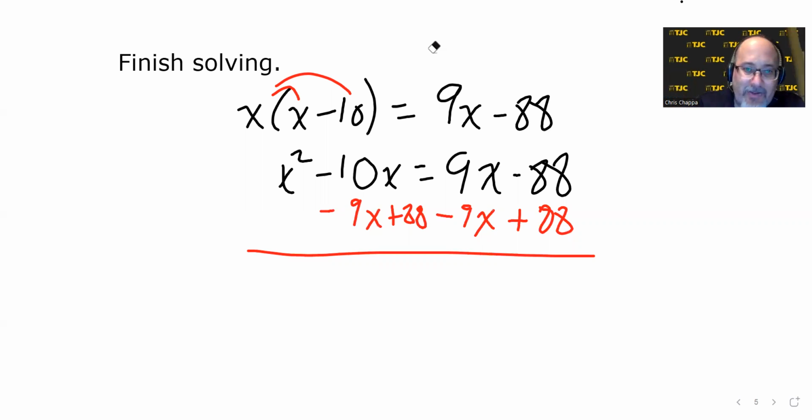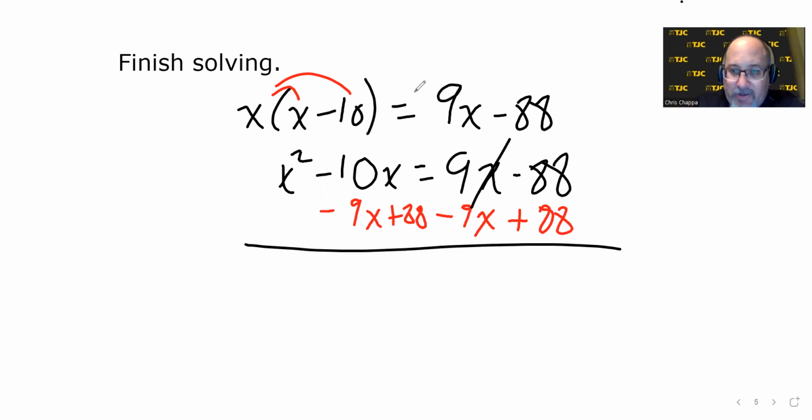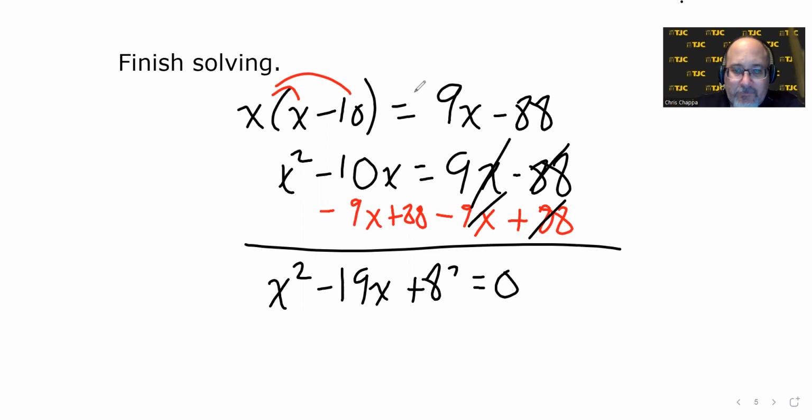The right side of the equation completely cancels. That was the whole reason we did those moves, and that leaves a 0. On the left side, we have just an x squared. But we have a negative 10x and a negative 9x, which is negative 19x, and then the plus 88. Now, quadratic equation equal to 0.